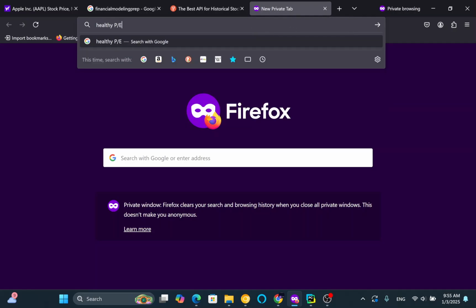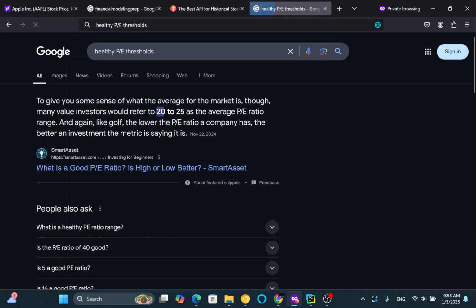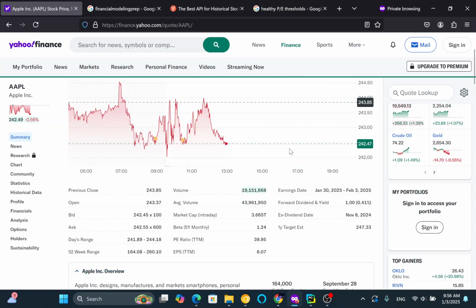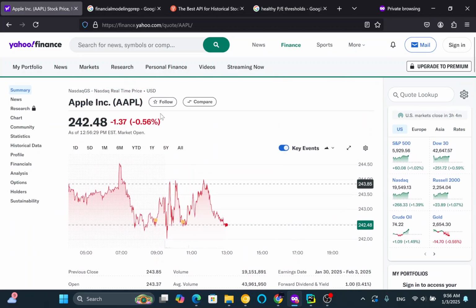Healthy PE thresholds. Yeah. Investors would refer to 20 to 25 as the average PE ratio. So Apple in this case is a bit higher than the threshold. And on the other hand, a lower PE might indicate undervaluation or slower growth. This much about PE.